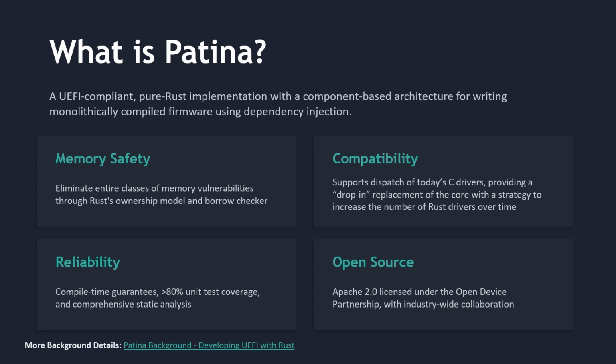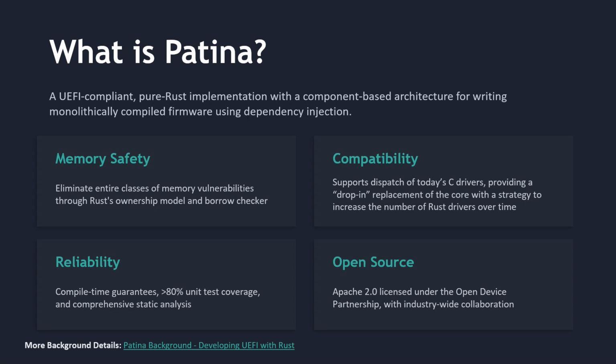We began this work with a primary motivator of memory safety, for not only switching to Rust, but a memory safe language in general. And the reason for this is that it eliminates entire classes of memory vulnerabilities. Here, we are using Rust's ownership model, borrow checker, and other features and tooling of the language.